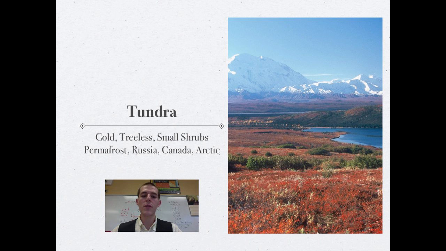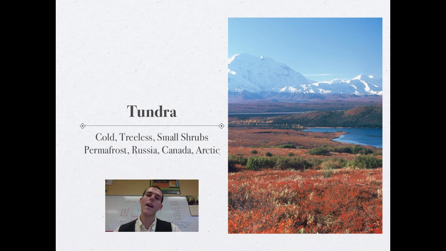So the first biome you need to know about is going to be the tundra. We're basically going to start at the North Pole and work our way south. Characteristics of a tundra that you need to know is they are cold. Their growing season is extremely short. They are treeless. It's too cold and they don't get enough precipitation to support the growth of trees. They do have small shrubs. They have lichens. They have mosses.